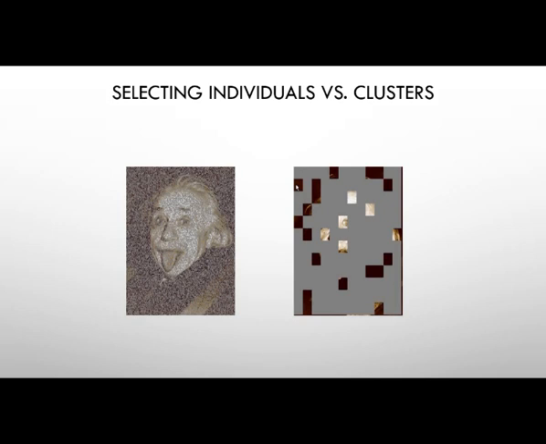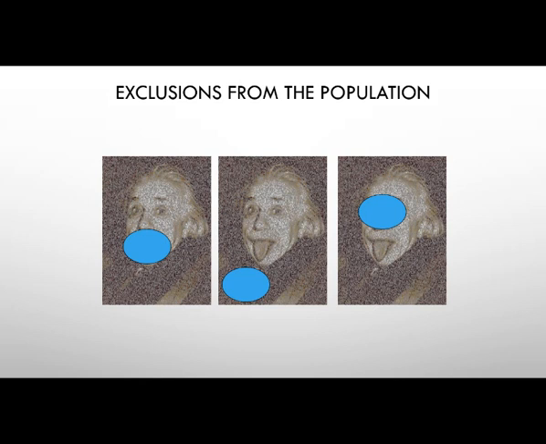But if we select individuals versus clusters, we may, so the one on the left represents individuals, a very large sample of individuals, sampled from the population. If we do clusters, we sometimes can miss out on what we're trying to describe. And if we have exclusions from the population, we can sometimes miss out on very important information, like whether or not his mouth is open, whether or not he's wearing a tie, whether or not his eyes are open, for example.